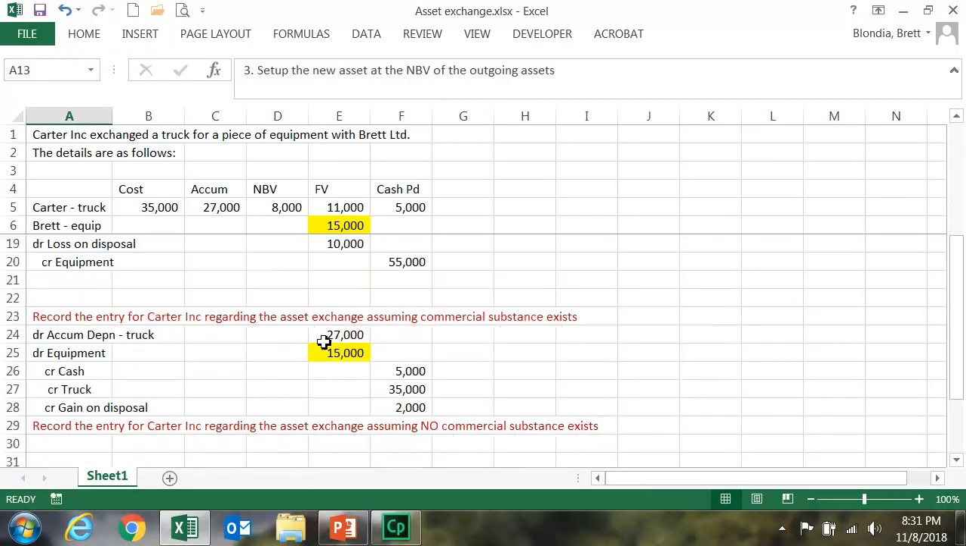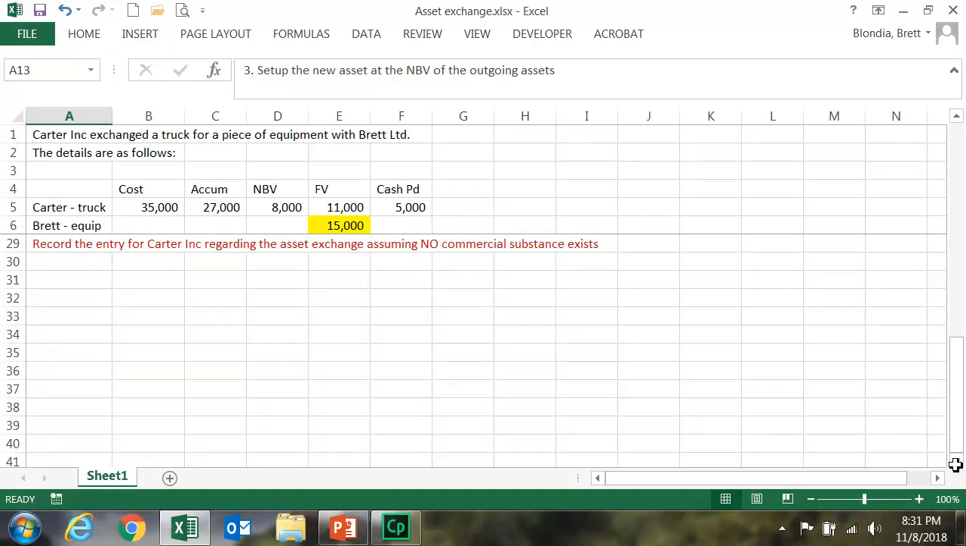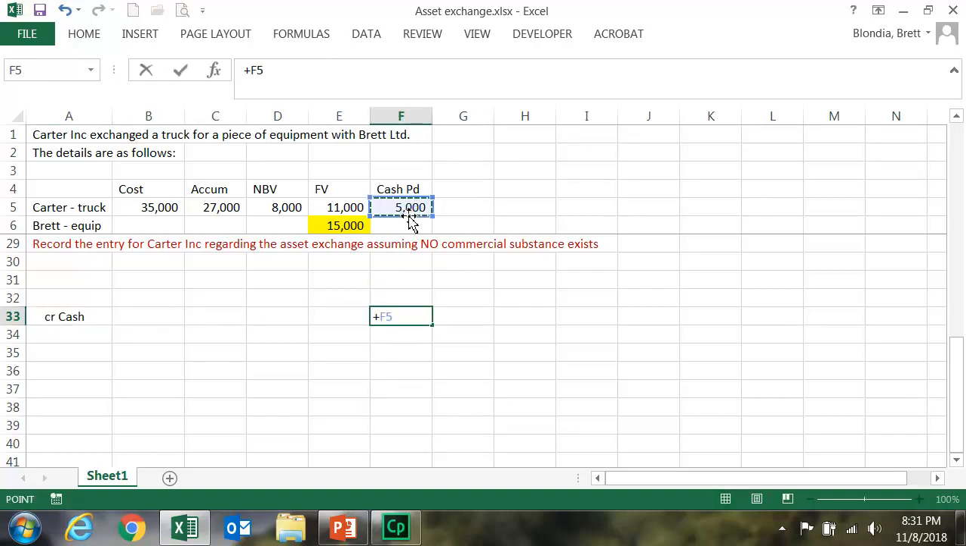Okay, so we're going to do that right now. We're taking a look, and once again, we're going to look at Carter's perspective. We're going to record the entry assuming that no commercial substance exists. But once again, I just start with my standard process. The first thing I do is I record my cash. So I'm going to credit cash because I paid it out for $5,000. Then I am going to credit the cost of the asset, and Carter is giving up the pickup truck, right? So I am going to credit the truck for the original cost of $35,000. Then I want to get rid of any accumulated depreciation that exists on the truck, okay, which currently is $27,000.